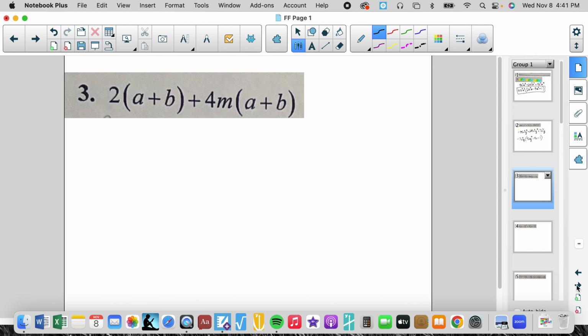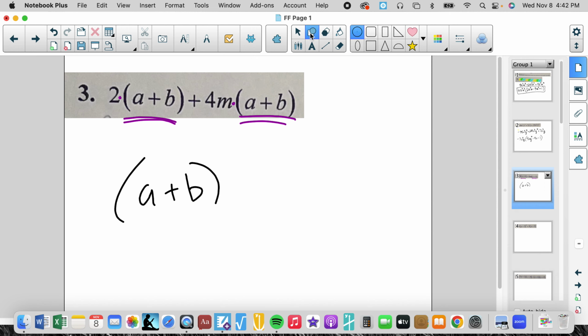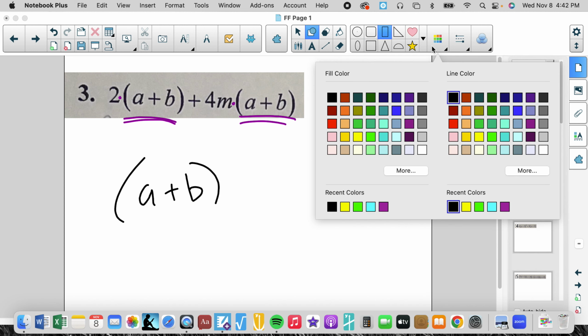Just checking, making sure. So we see, this is a fun one. This is kind of like factor by grouping. They both have this, which is being multiplied by another term. So we can factor that out. We can take an a plus b out, and if we remove it, it's sort of like covering it up.